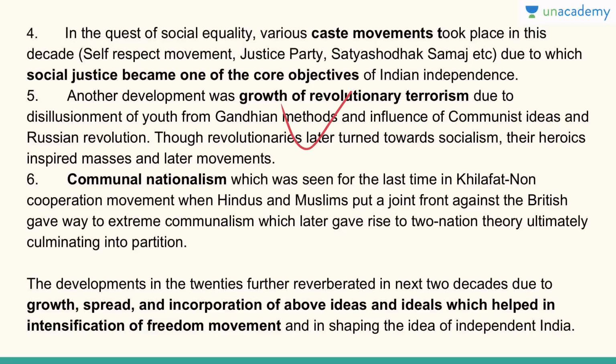Then there was communal nationalism, which was seen for the last time in the Khilafat non-cooperation movement, when Hindus and Muslims put up a joint front against the British. It gave way to extreme communalism, and finally eventually led to the two-nation theory, ultimately resulting in India and Pakistan. So the developments in the 20s further reverberated in the next two decades due to the growth, spread and incorporation of new ideas and ideals, which helped in intensification of the freedom movement and in shaping the idea of independent India. So this is a very good, standard model answer.